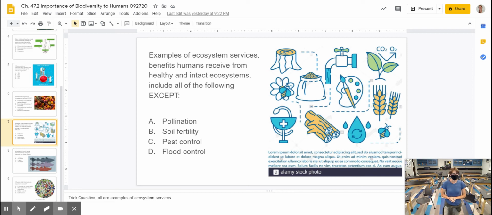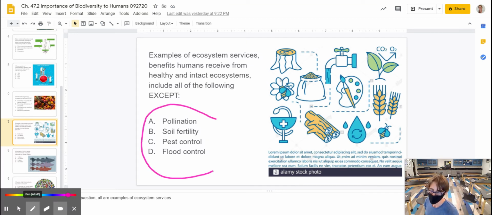Okay, so the chapter also talks a little bit about ecosystem services as a benefit that humans get from biodiversity. Ecosystem services are simply benefits that humans receive from healthy and intact ecosystems. So all of these following are examples of ecosystem services, except what? Ha! This is a trick question. Actually, in fact, these are all very important ecosystem services.